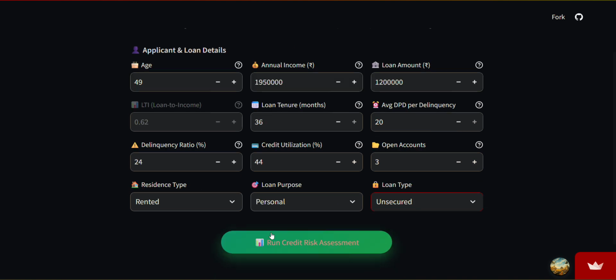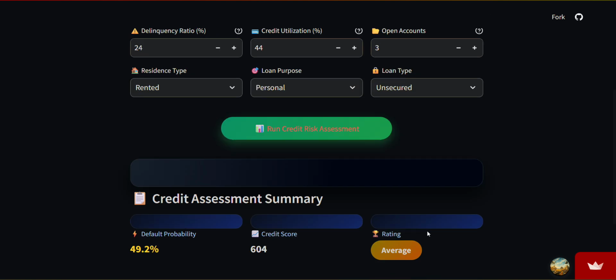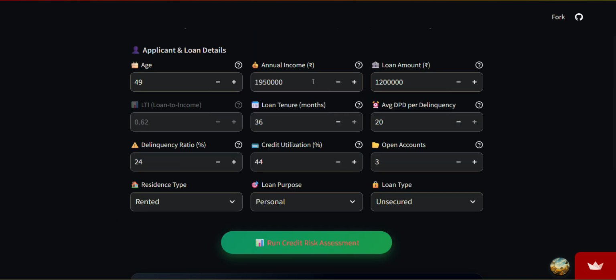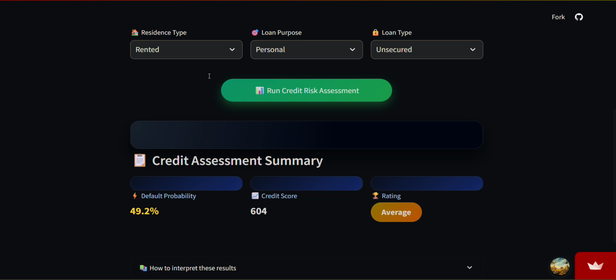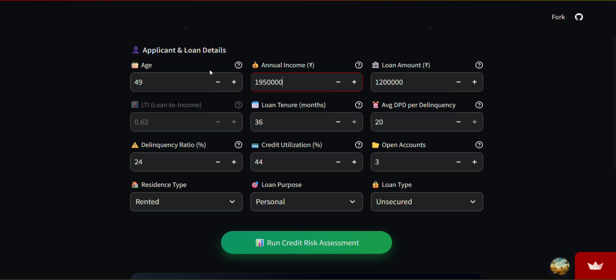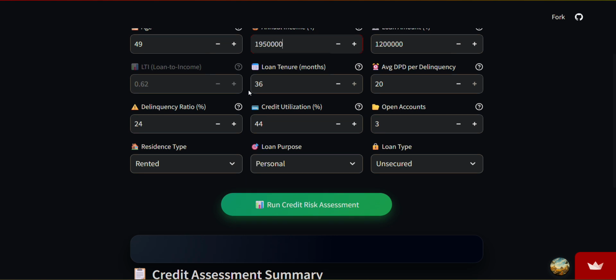So in this case, let's run the risk assessment, and it's average. The reason it's average and not poor is because he may have a high annual income, and he may have a longer credit history of several years, which may have a favorable impact on the credit score. But even in this particular case, the loan dispersal agencies will be extremely cautious before proceeding with the loan application.